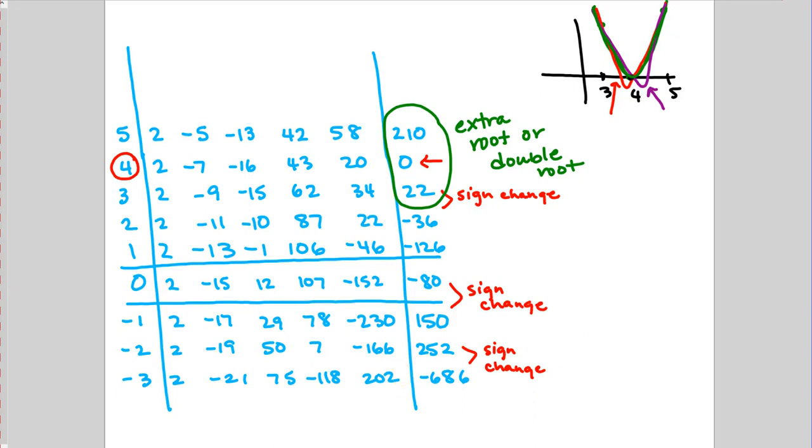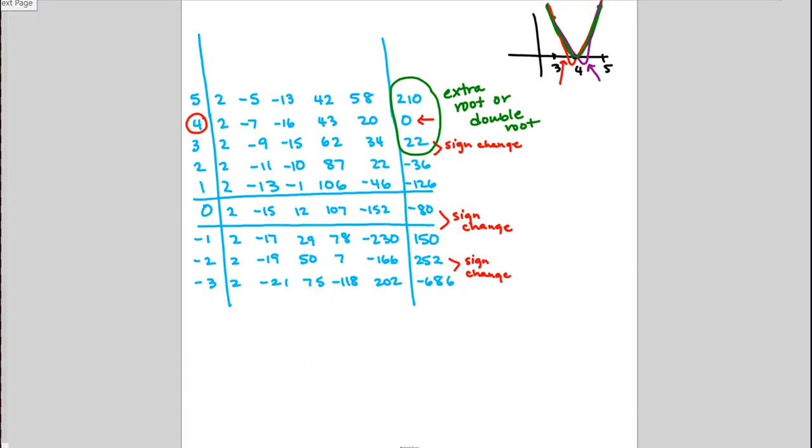So let me see if I can get some more space. Okay, so I'm dividing 4 into its own row. So just down here off to the side, here's the 4, and here are the numbers from the 4 row: 2, -7, -16, 43, and 20.